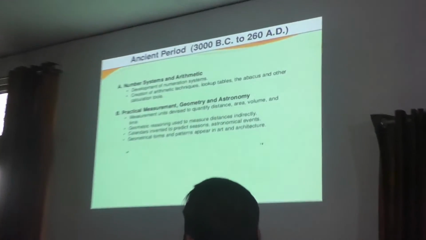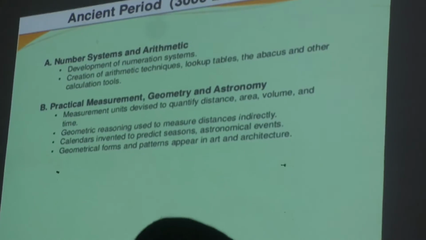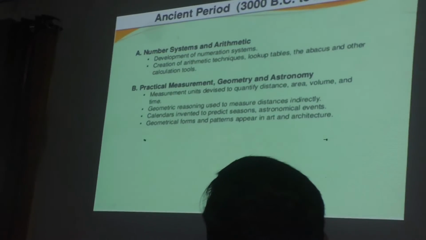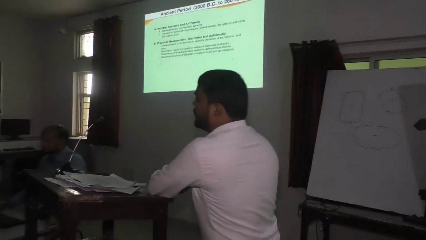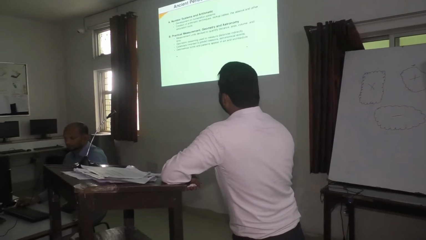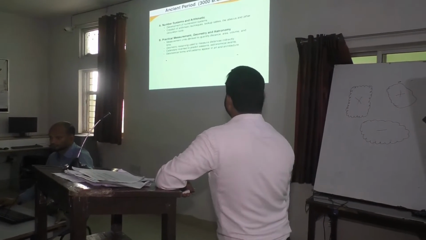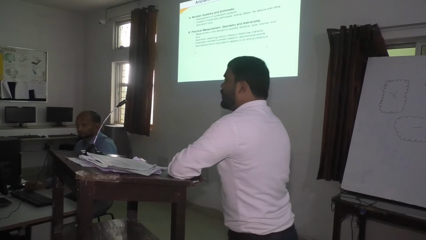Ancient period began around 3000 years BC, and number system and arithmetic was introduced. Development of numeration systems. It was the time when numeration system developed. Creation of arithmetic techniques, lookup tables, and the abacus and other calculation tools were designed.